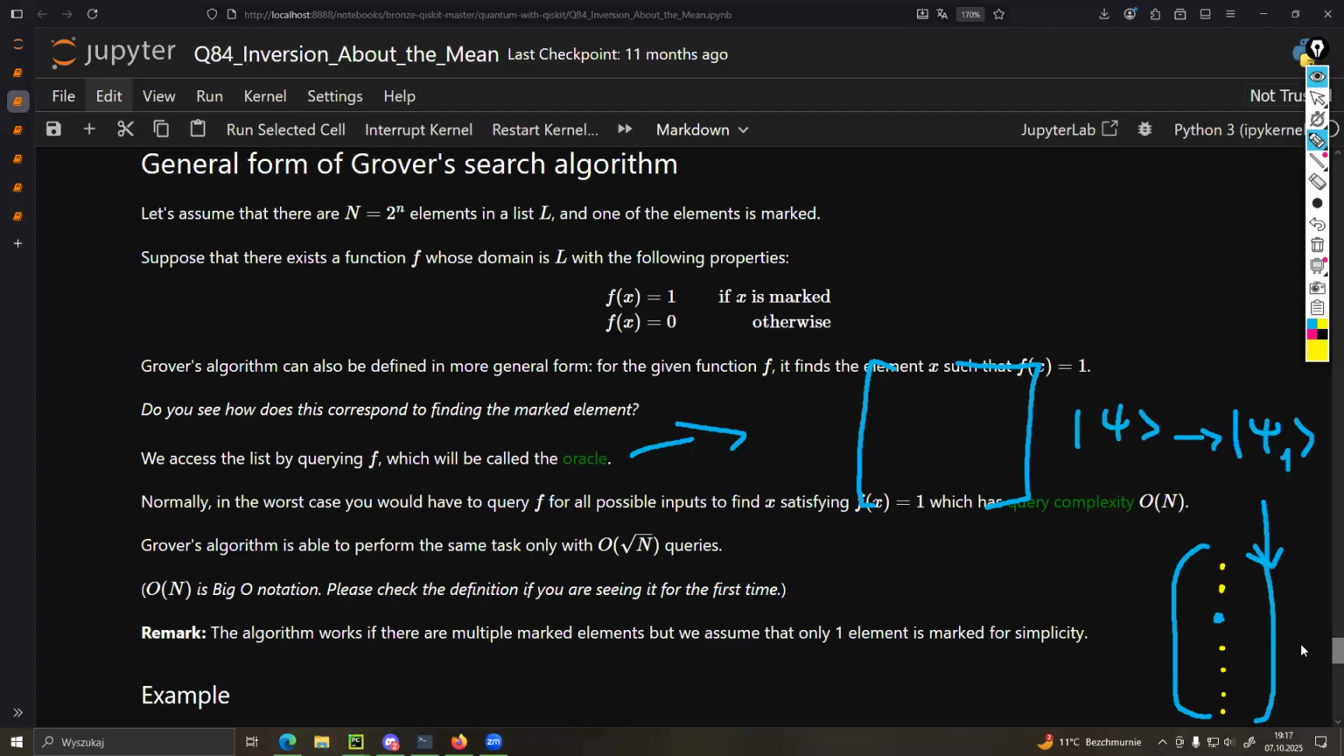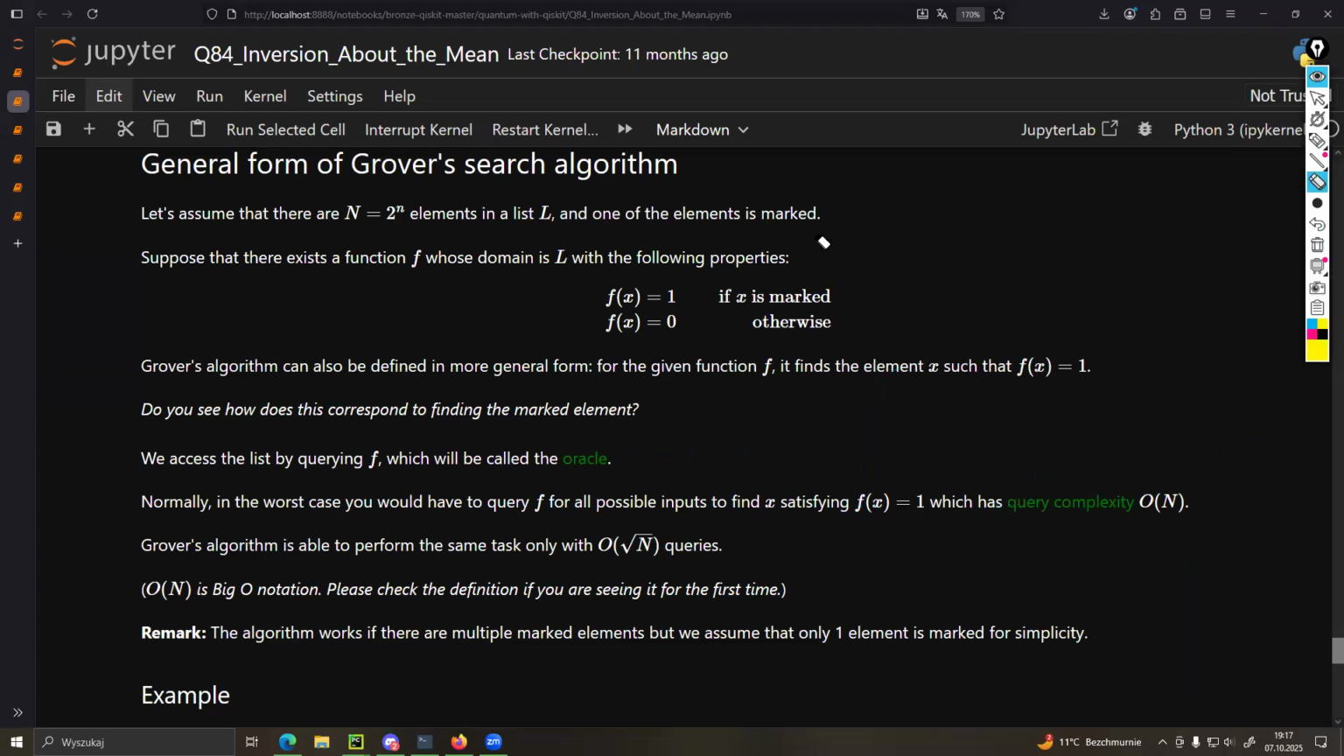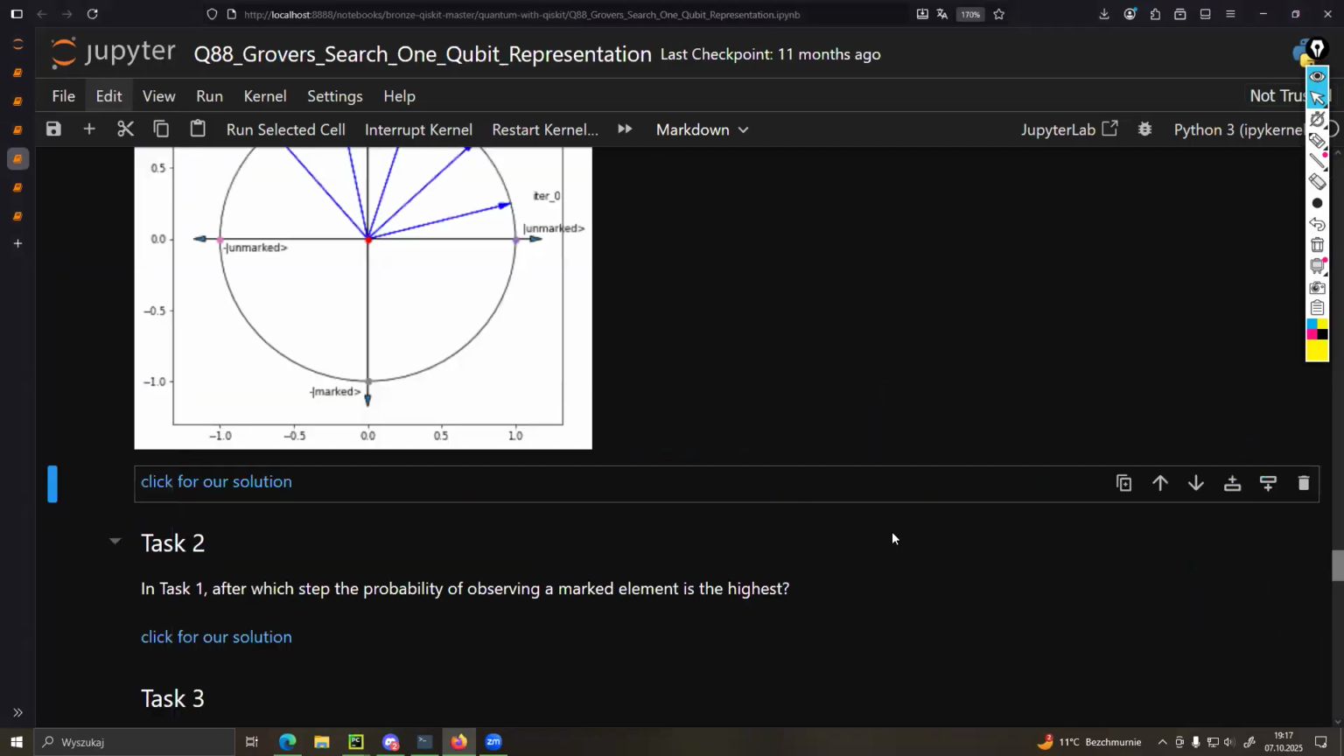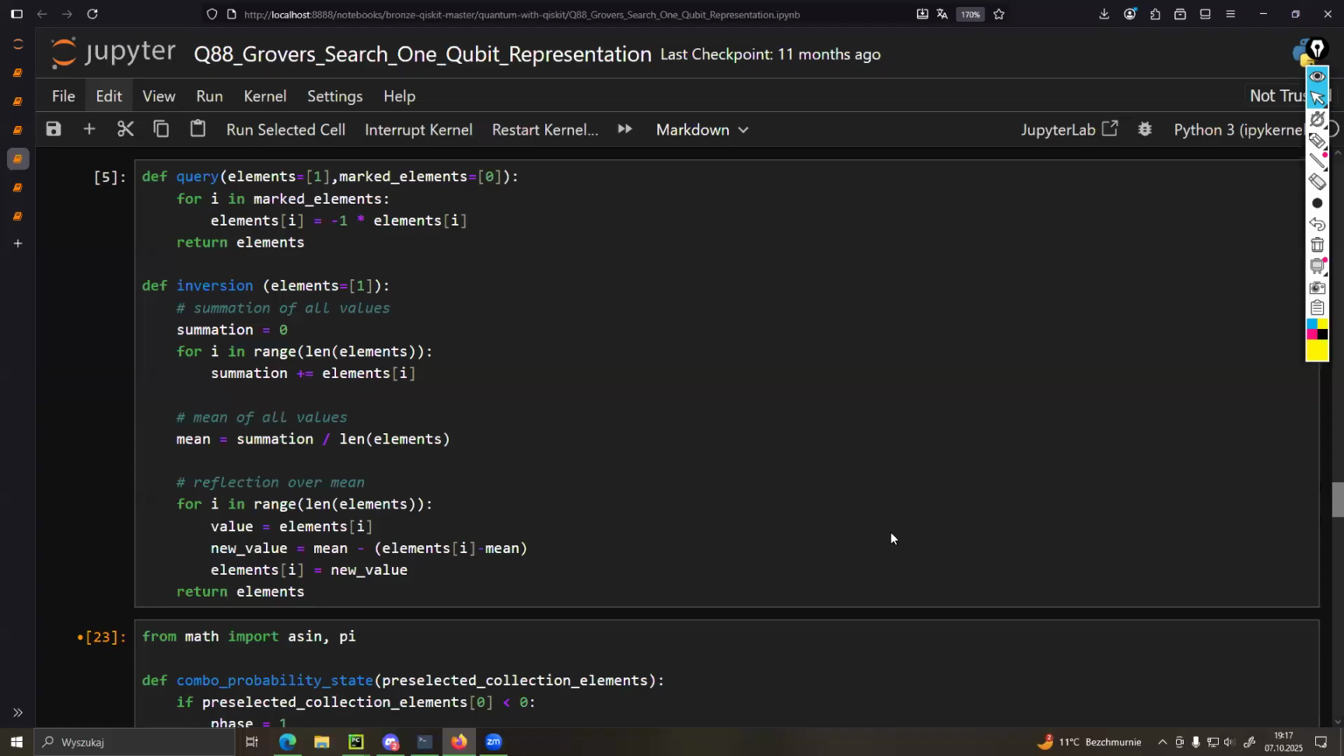I don't know how to properly say it, downgraded. I lost the word in English, sorry. So this would be it. And in terms of quantum, we just deal with the amplitudes, right? So that's where the next notebook comes in.